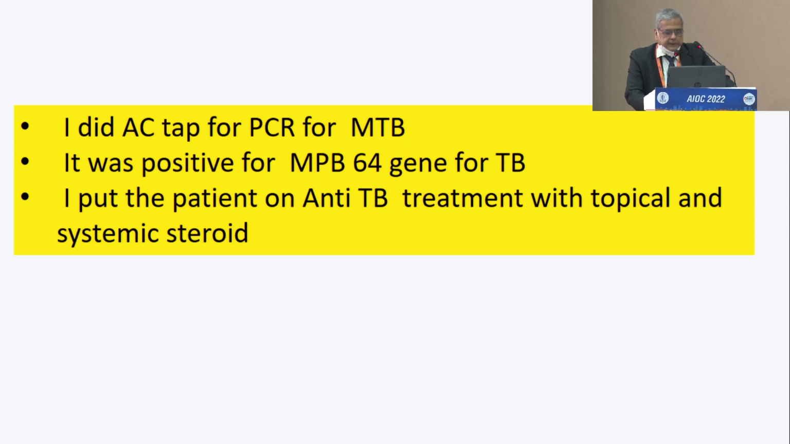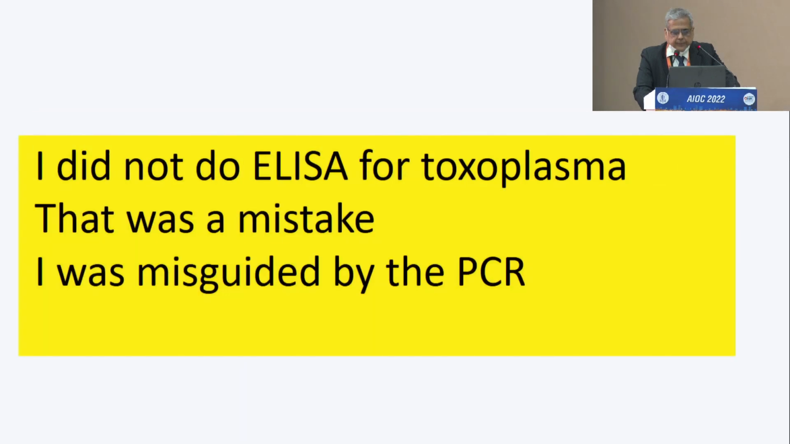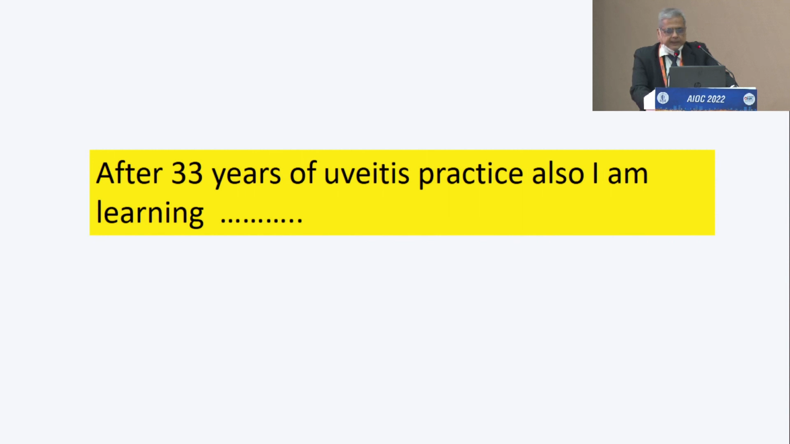But when the vitritis and anterior segment inflammation cleared up, I looked at the fundus and it was a typical toxoplasma retinochoroiditis with spillover anterior uveitis. I didn't do the ELISA for toxoplasma because I took it as an anterior uveitis case. That was a mistake. I was misguided by the PCR. So after 33 years of uveitis practice, I'm still learning, I'm still being fooled by many uveitis cases.